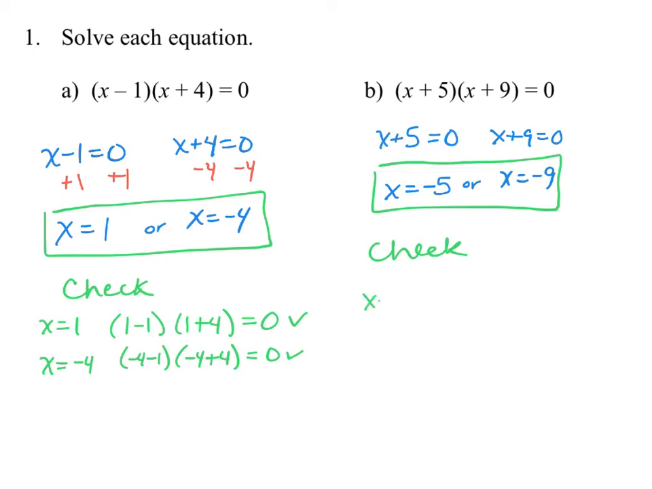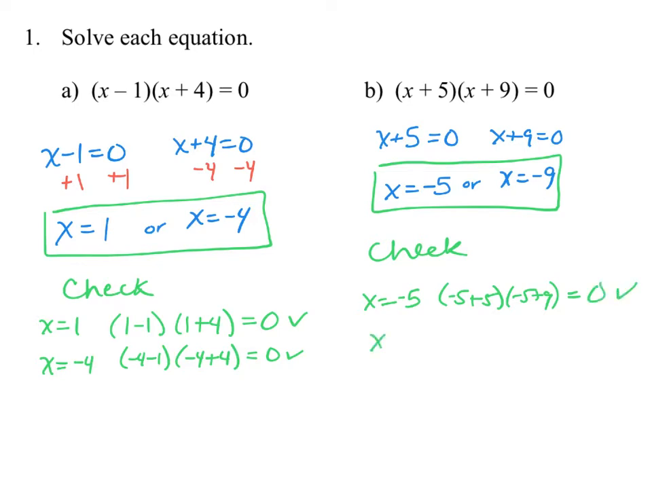If x is equal to negative 5, then we get one factor of negative 5 plus 5 times the other factor of negative 5 plus 9, which is equal to 0 times 4, which is equal to 0. So that is a solution.